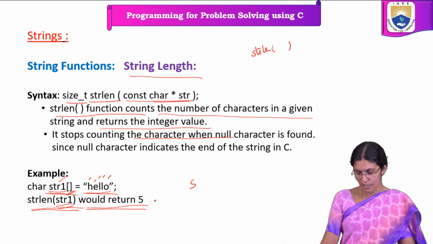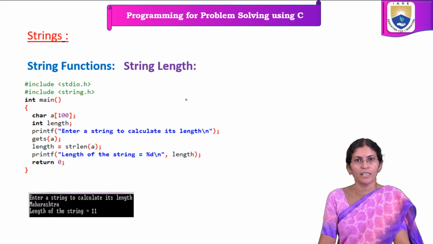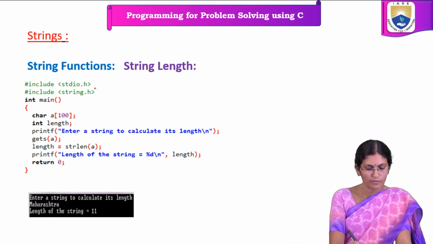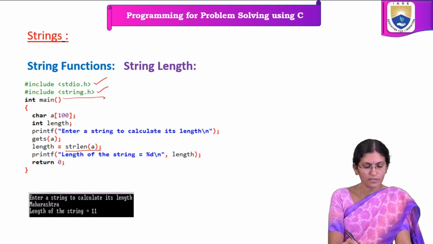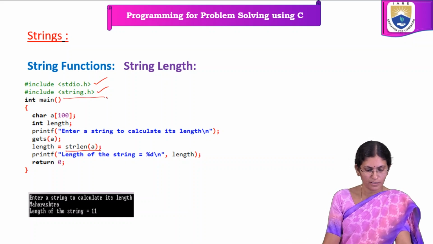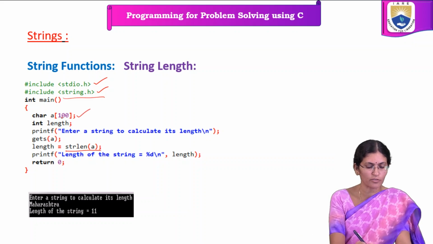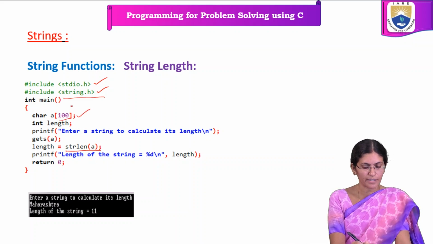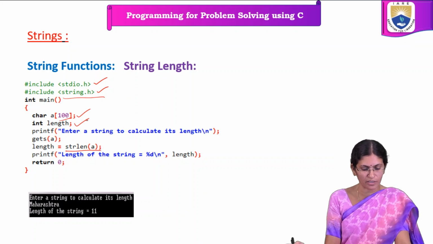Now let us see with the help of one program how we can find out the length of the string. As we have seen, in order to make use of the function strlen, we have to include the string.h header file. After that, we have declared a character array. The size of this array is 100. Then we have declared another variable, length, that is an integer variable.